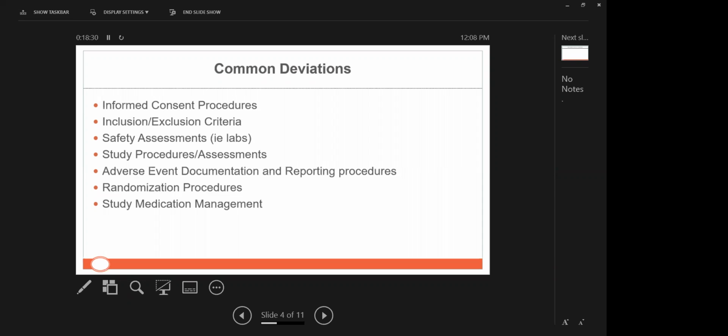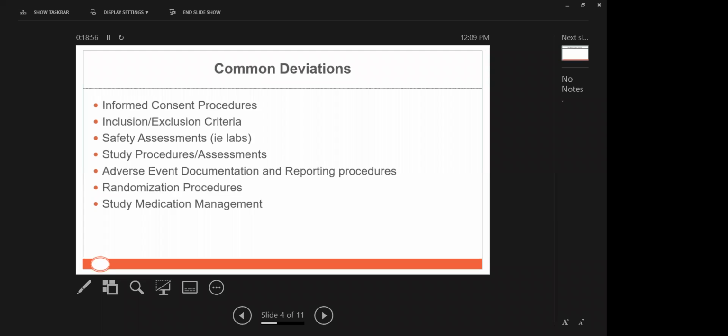Some of them could be just administrative and minor, but some of them would be major, which I'll talk about later. But many times we do see problems with the informed consent procedures. And this is the very first place where a patient interacts with the study, and we want to make sure that they are informed and that we've documented this informed consent process correctly.